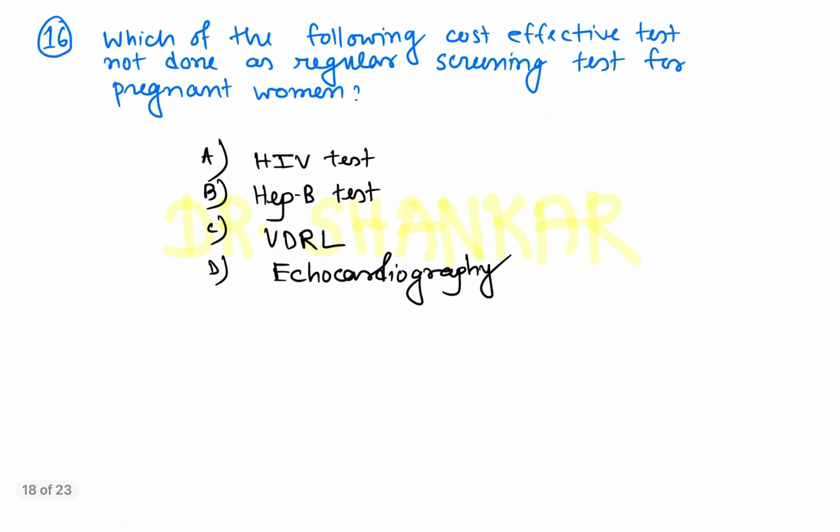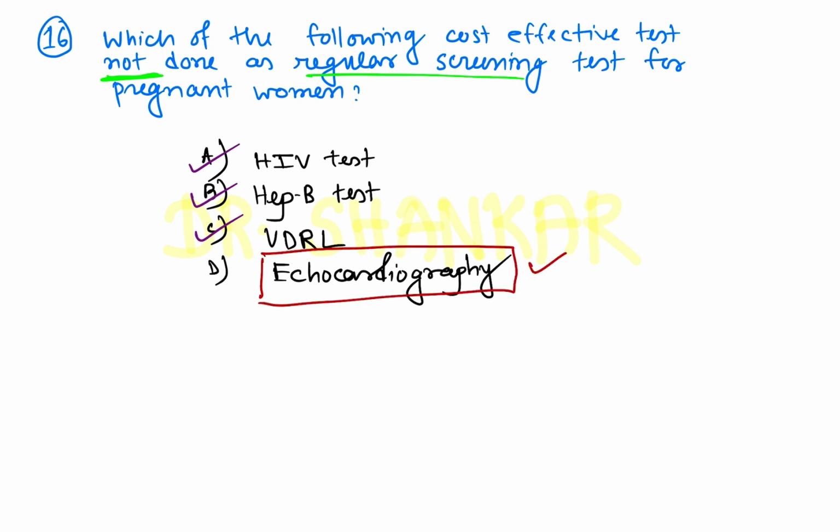Coming to question number 16, which of the following cost effective tests is not done as a regular screening test for pregnant women? So see carefully, not done as a regular screening. HIV test is done for all pregnant individuals for regular screening, yes. HBsAg test, yes. VDRL for syphilis, also yes. But echocardiography is not done as a regular screening for all pregnant women. So this is the answer. Echocardiography is not the cost effective test to be done regularly for every pregnant woman.